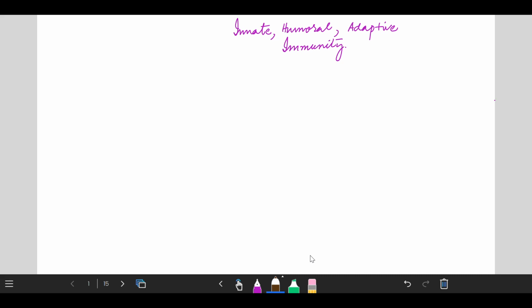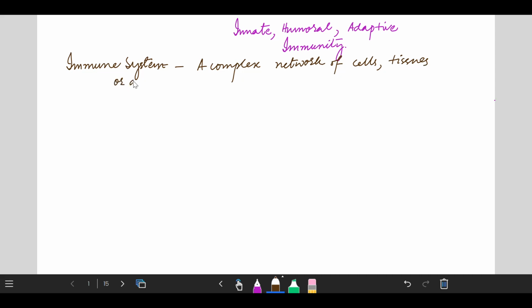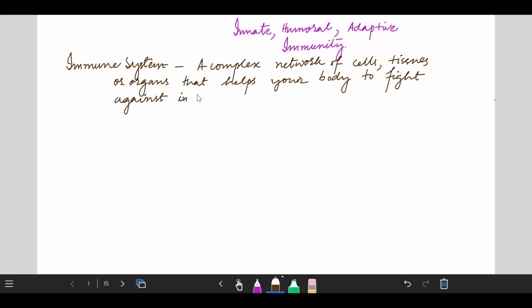Okay, so it's a complex network of cells, tissues, or organs that helps your body to fight against infections and other diseases.